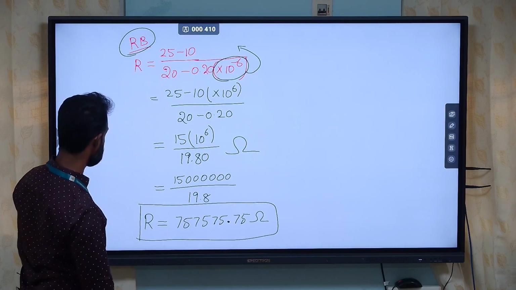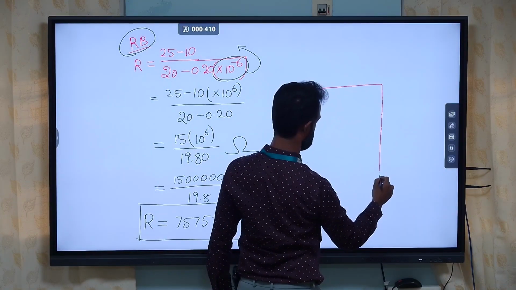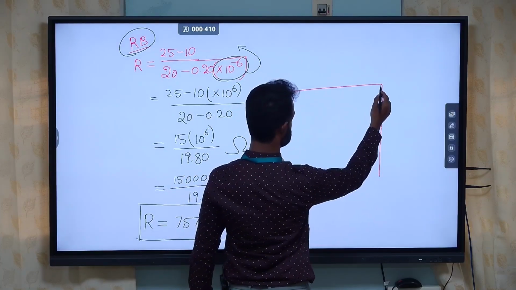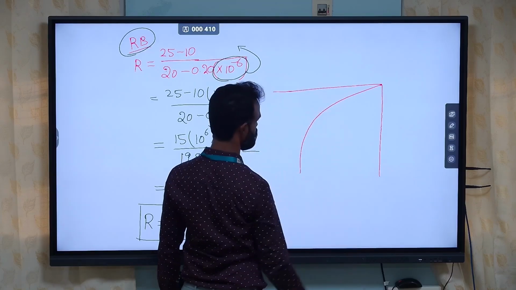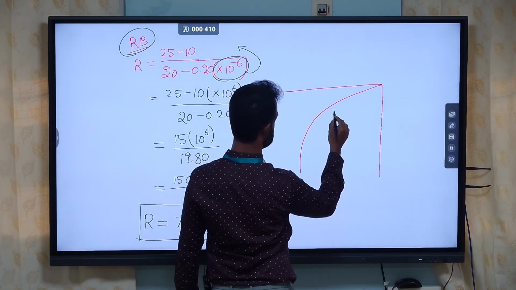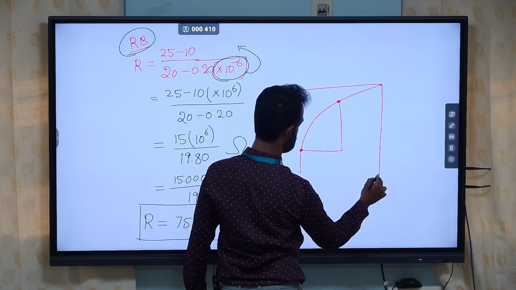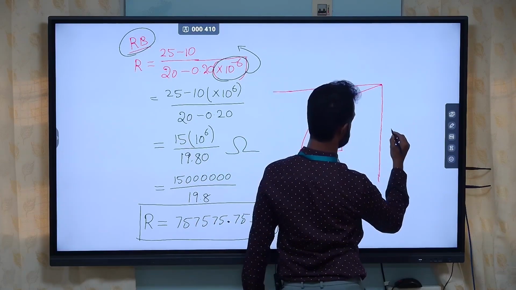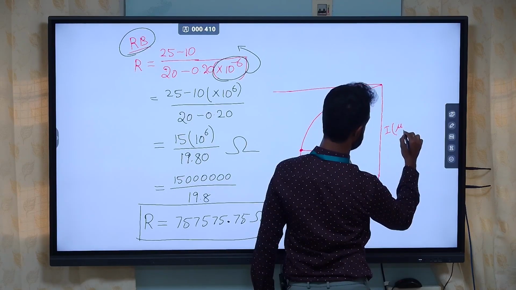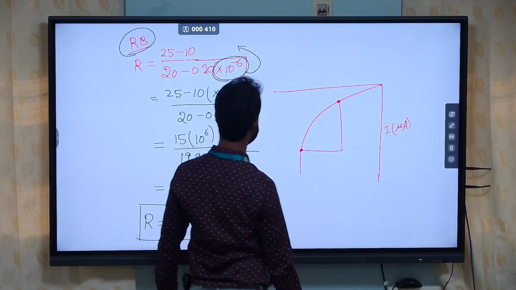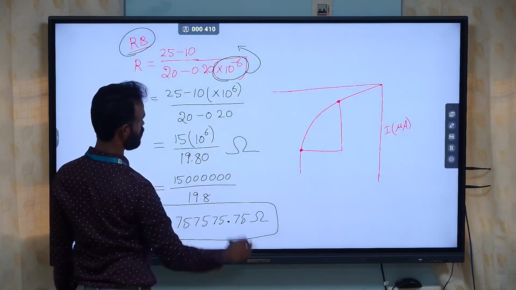And this is for reverse bias. I will draw the graph here. It will be like this. See here, and if we take a slope from here and this point, imagine this is I, current, unit microampere. So for micro, I have written 10 to the power minus 6.